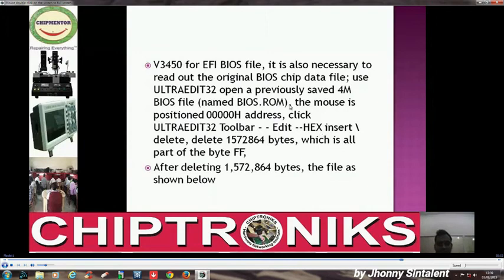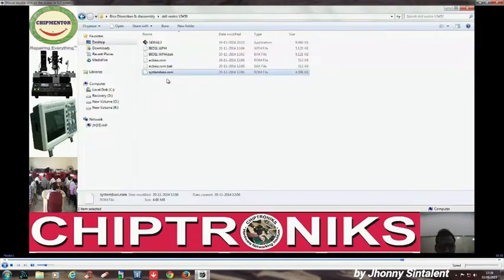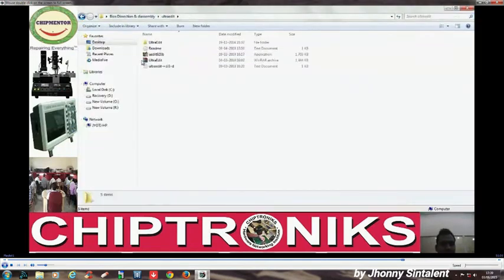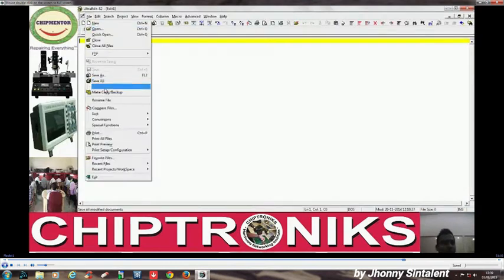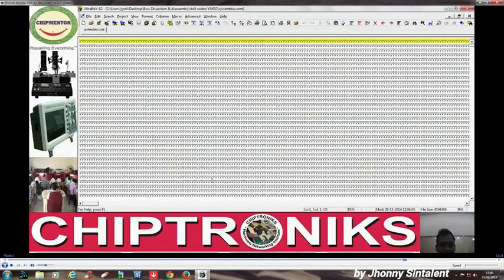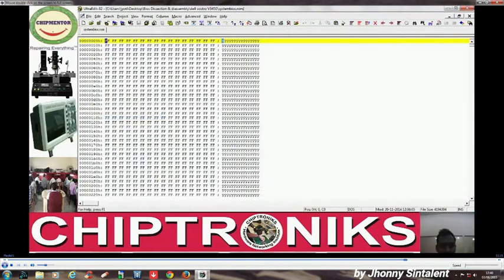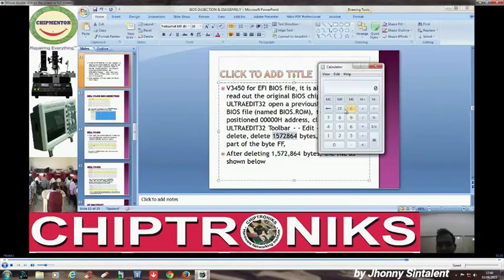Now we'll open our saved 4 MB file. We have to open our Ultra Edit again, and we'll open the system bios.rom that we have saved. Okay, system bios.rom, we go to hex edit, yes. Now we will delete this many bytes, 1572864. What is this?